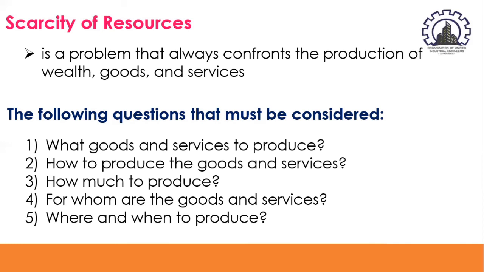And the third question that we should consider and ask ourselves would be how much to produce. Now, later, the cost of production would depend on the quantity of goods and services that people actually need. And the next question, for whom are the goods and services? Now, this is a problem of the distribution of goods and services because the distribution of goods and services are actually determined by the economic system. And finally, the last question that we need to consider would be where and when to produce. Here, the accessibility to transportation, communication, market, and to the sources of raw materials are the basis for the entrepreneur to choose the best location of the business. However, the policy of the government must also be considered.